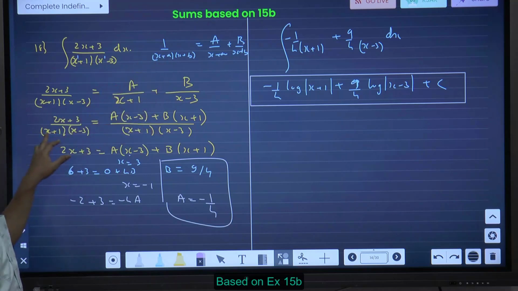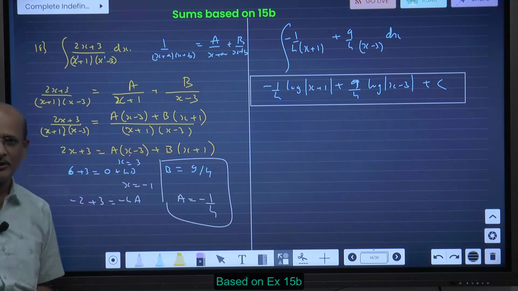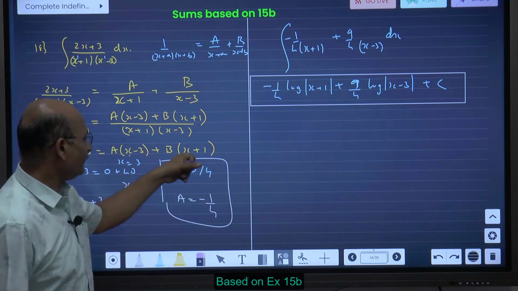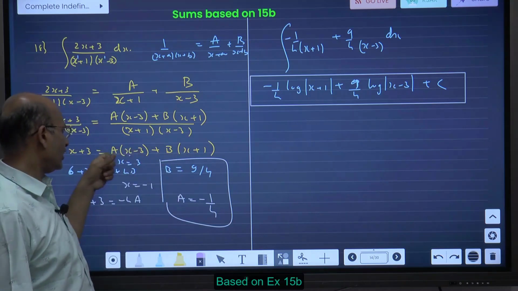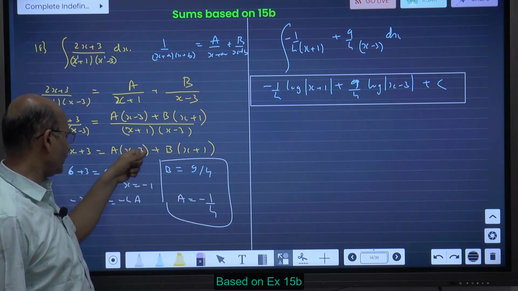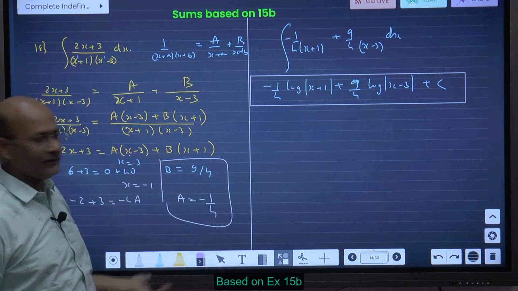Okay. So the denominator is the same, equate the numerator. Now finding A and B is crucial. Whenever the linear factor has x raised to power 1, it becomes very easy to find the constant. Just put x equal to the opposite of that number, and this term goes off. So in the end you have to solve and find the value of B.